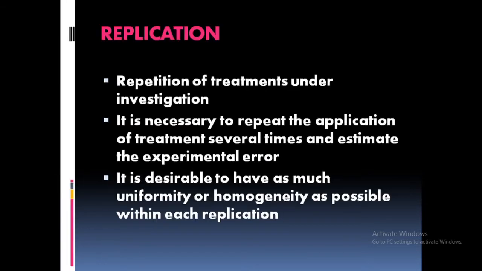First one is replication. Another term for replication is repetition. So repetition of treatment under investigation is known as what? Replication. For every experiment, if you conduct it many times or repeat it many times, then you will get reliable results. So more than one experiment you have to conduct. Repeating the application of treatment several times, you can reduce the experimental error. That is known as what?